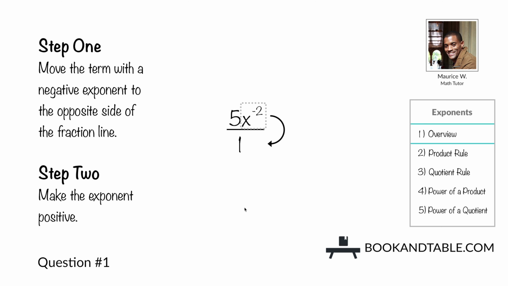Question number 2, we are given 5 times x to the negative 2. That is the same as 5x to the negative 2 over 1. Step 1, move the term with a negative exponent, which in this case is just the x, to the opposite side of the fraction line. So we move that to the denominator, and we make the exponent negative 2 positive, giving us an answer of 5 over x squared.